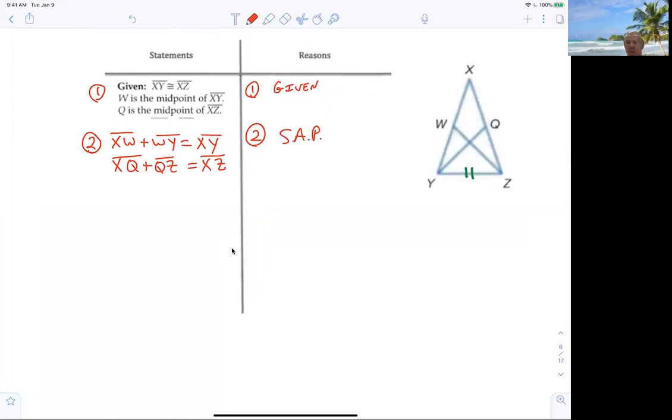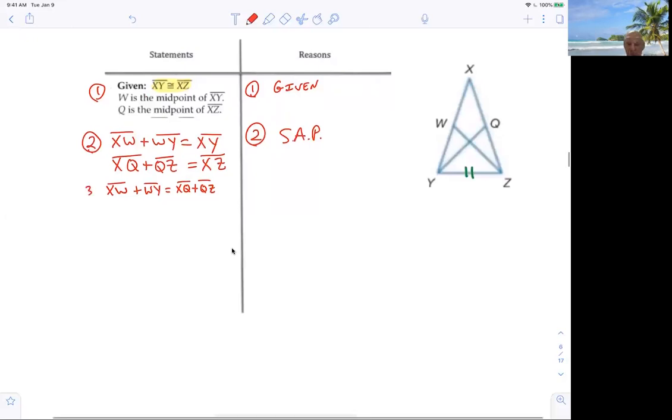Now, do you agree here that these two things are equal, right? So I can say now XW plus WY is equal to XQ plus QZ. Is everybody okay with that? All right. Now, that's step 3, and that's just a what? Good job, guys. That's a substitution.